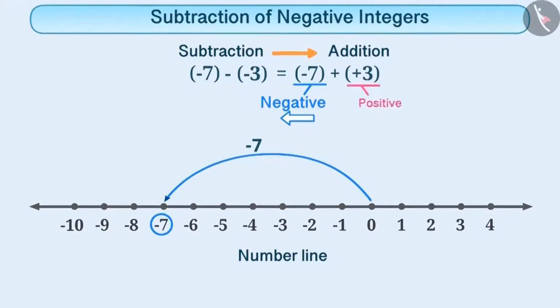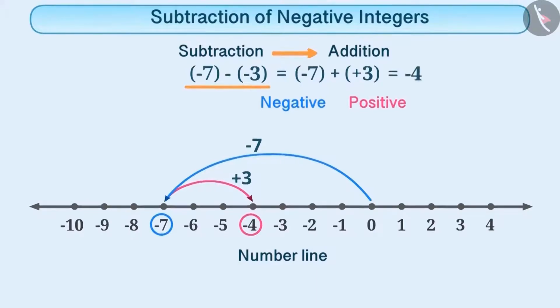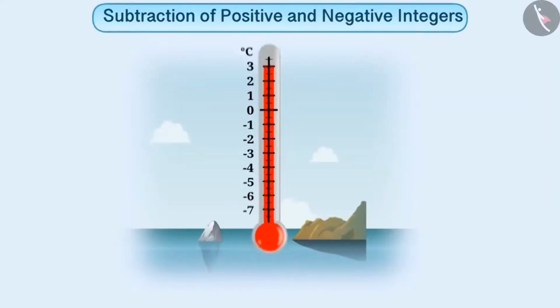The other number is +3. Since this is a positive integer, we will move 3 steps towards the right of -7. Thus, we reach -4, which is the result of the subtraction of -7 and -3. In the same way, we can perform subtraction on a positive integer and a negative integer.